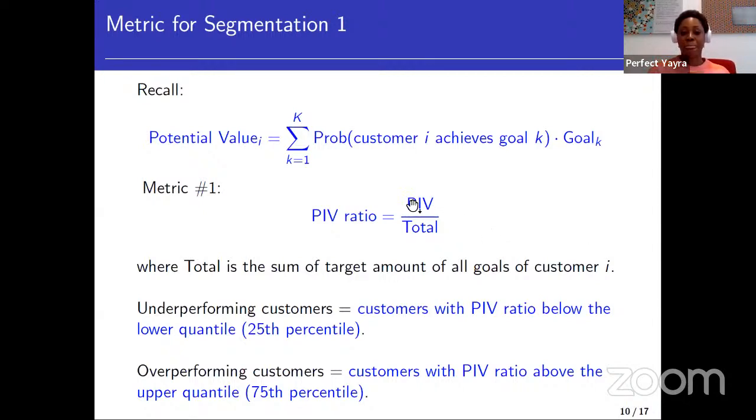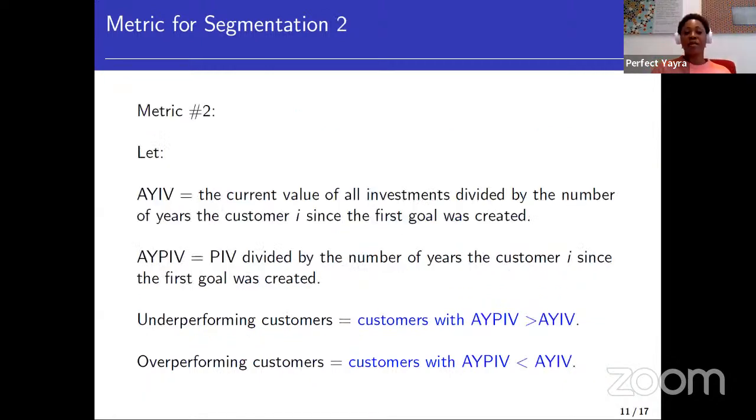The first one is that we take the potential value and divide it by the total. The total is that, let's say if you have goal 1, 10,000, goal 2, 20,000, then the total of those two goals will be 20,000. And this potential is the potential value of all goals inclusive. So we divide it by the total. That would be the potential investment value ratio. Then we just take the 25th percentile and the 75th percentile. The 25%, the lower quantile, is the underperforming customers, and the upper quantile is the overperforming customers based on this ratio.